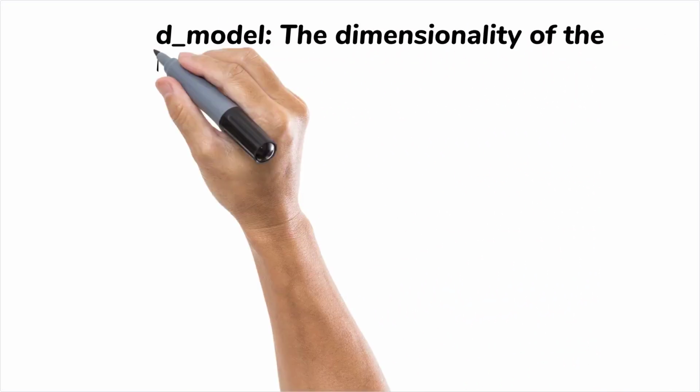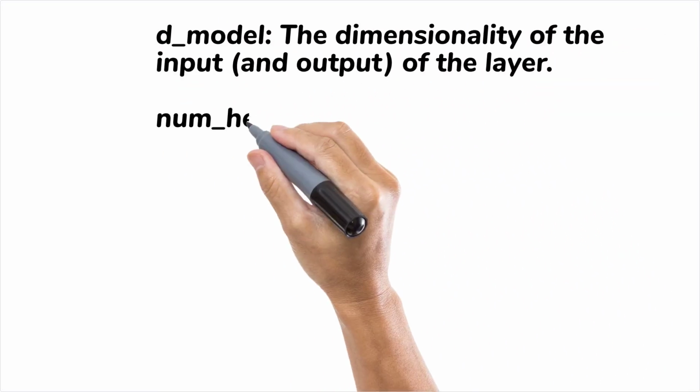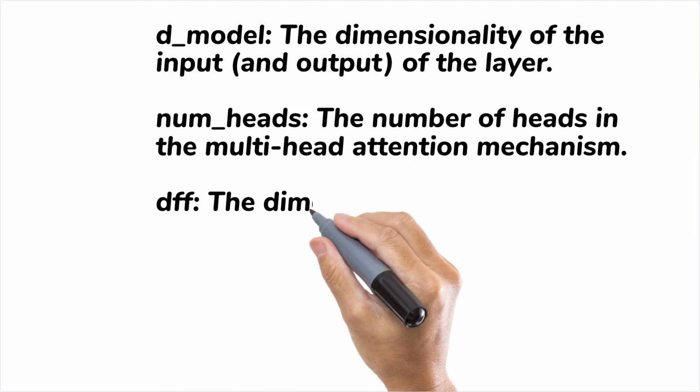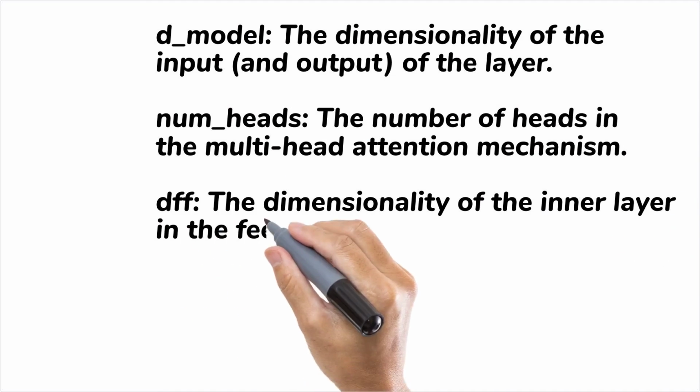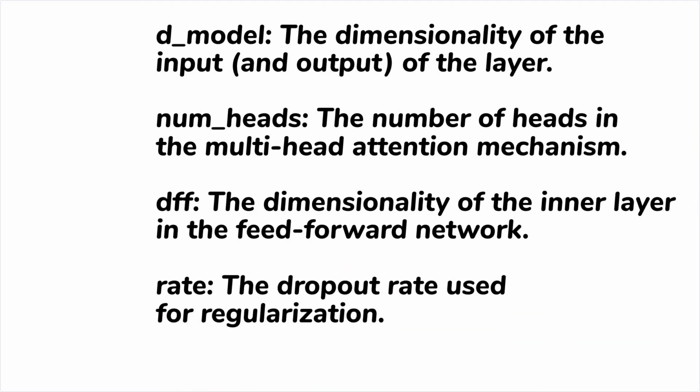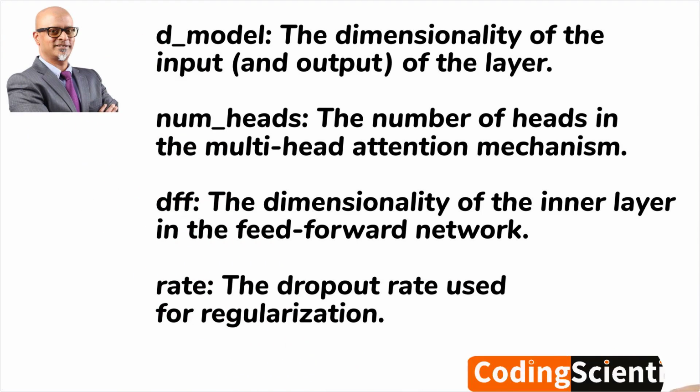d_model, the dimensionality of the input and output of the layer. num_heads, the number of heads in the multi-head attention mechanism. dff, the dimensionality of the inner layer in the feed-forward network. rate, the dropout rate used for regularization.